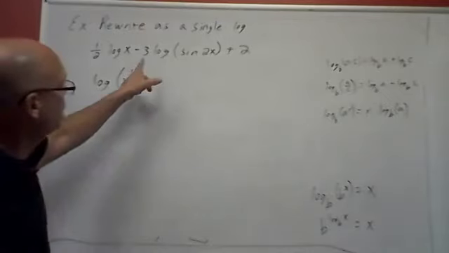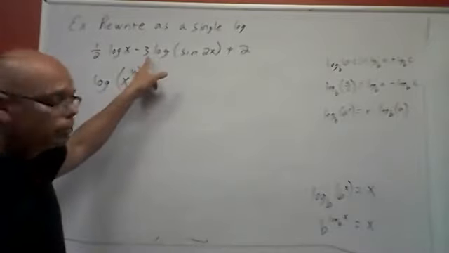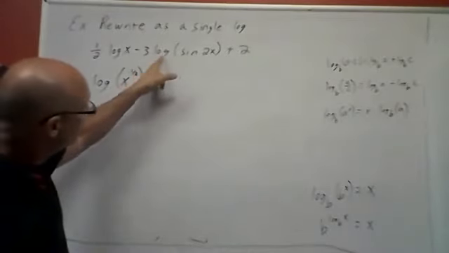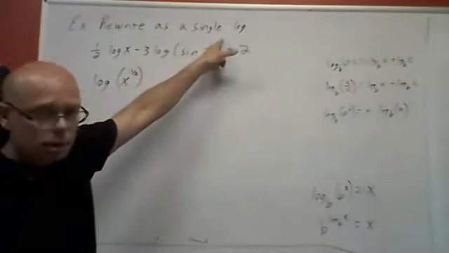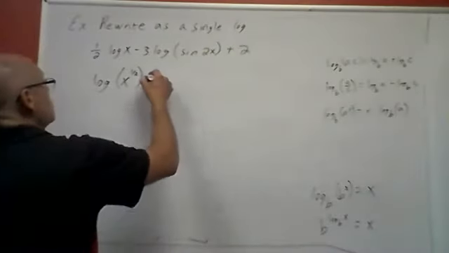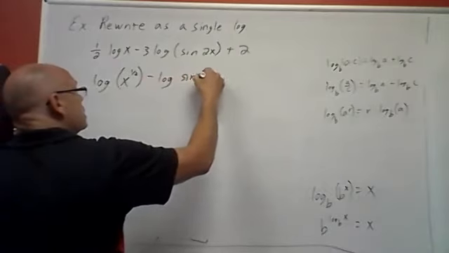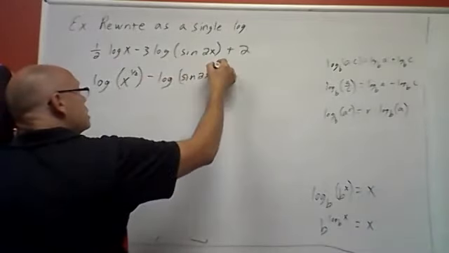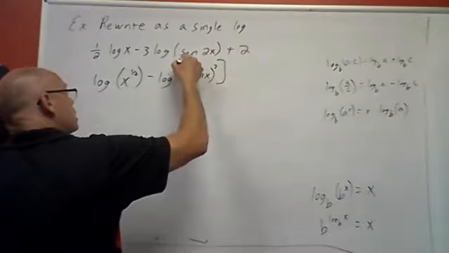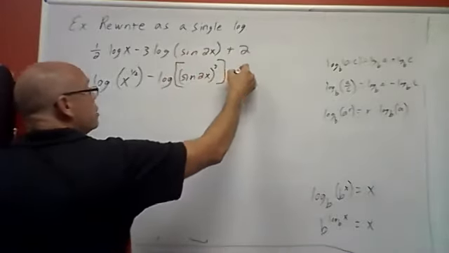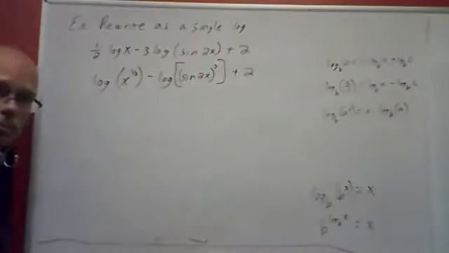What about this 3? Can I do the same thing with this 3? It's multiplied by that logarithm, so I can bring it to the what? Exponent of my argument. So I'm going to say minus the log of the sine of 2x cubed. Now I'm going to put a bracket to denote all that's argument, plus 2.